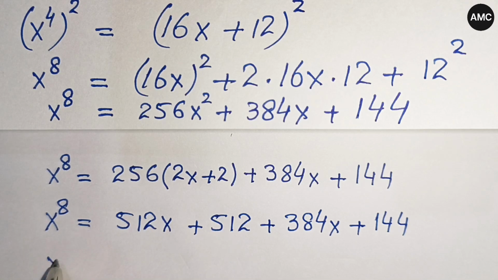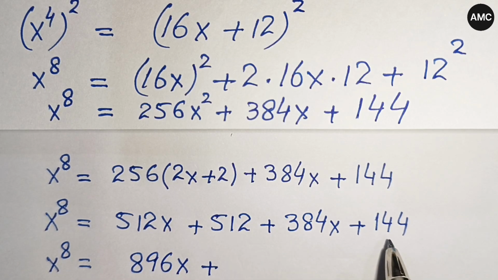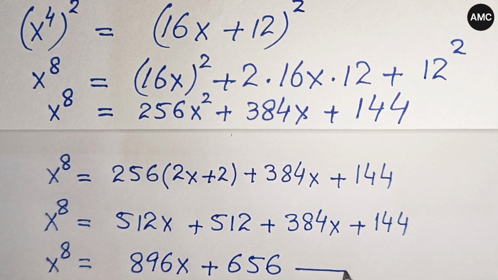Now adding like terms, we have x to the power 8 is equal to 512x, and this one 384, we get 896x plus 512 plus 144, we have 656. Let's say it is our equation number 4.